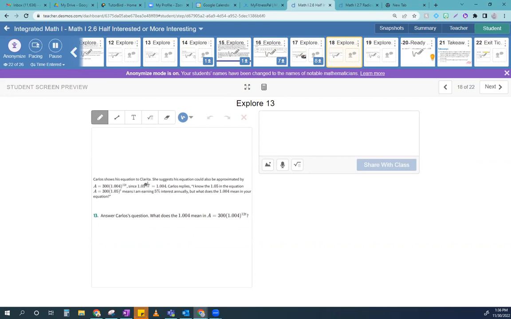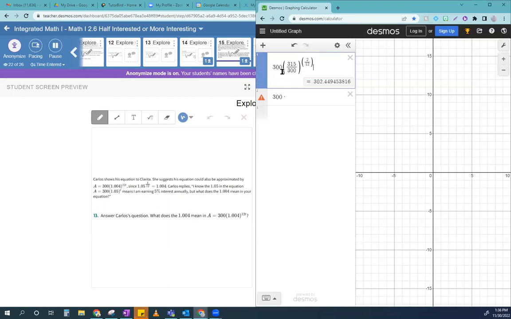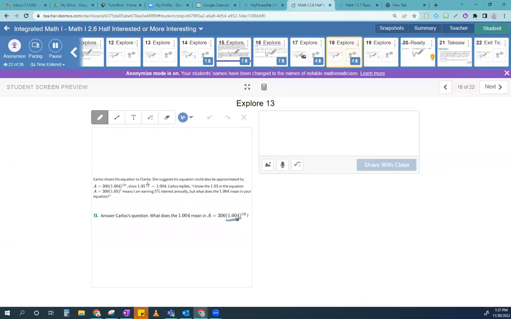So Carlos shows his equation to Clarita, and she suggests that his equation could also be approximated by this 300 times 1.004 to the 12t. Since 1.05 to the 1/12th, remember we saw this 1.004. Where is that guy? Oh, we erased him. He's right here. Remember we saw this guy 1.004. So Carlos replies, oh, I know that 1.05 in the equation is the meaning of 5% annually, but what does 1.004 mean in your equation? What does this now mean?